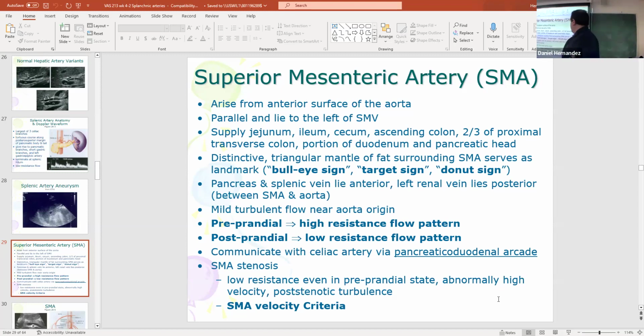You might see some mild turbulence near the origin at the aorta with this vessel, just because you have your main aorta and this branching off immediately. But it should return to nice laminar flow once you get away from that immediate origin. One of this vessel's characteristics is that it changes its resistance based on whether the patient is fasting or they've just eaten.